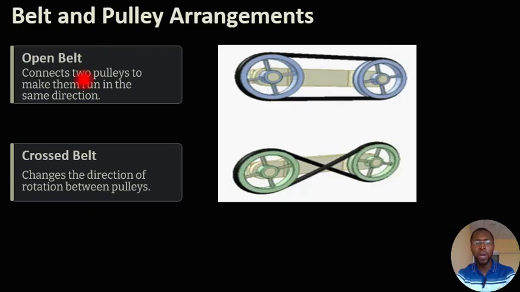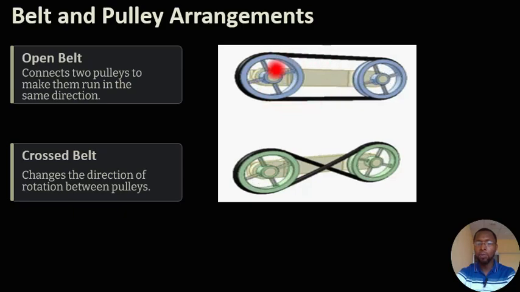There are two major ways you can arrange belts in a pulley system. The first one is called the open belt arrangement. In this type of arrangement, you connect two pulleys or two shafts to make them run in the same direction. As you see here, the first one here is called the open belt. So in this case, the two pulleys are moving in the same direction.